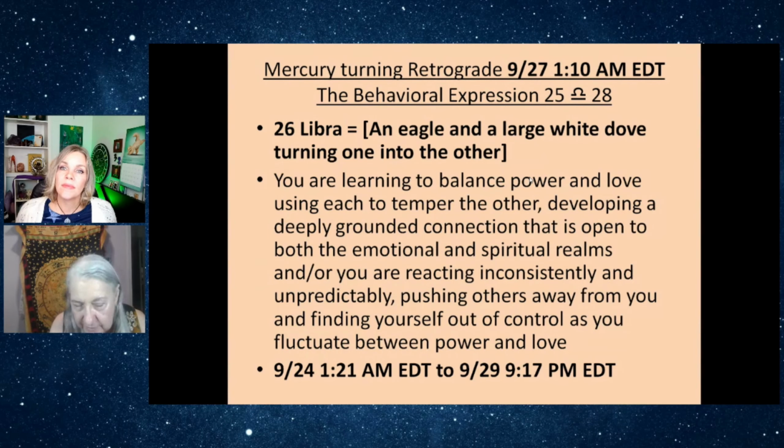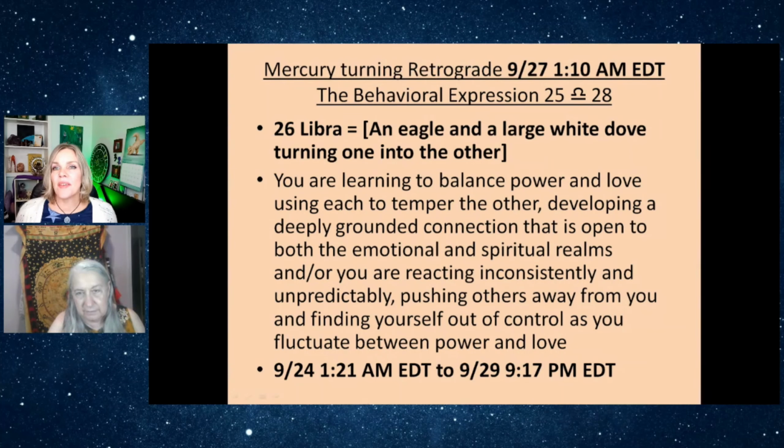This is not something where you only do one half or the other; you can fluctuate between them. So the other half is you're reacting inconsistently and unpredictably, pushing others away from you, finding yourself out of control as you fluctuate between power and love. You want to exert your power, but then love says, hey, wait a minute, we care about these people. So that comes in a little bit. Then the personal need to exert, you bounce back and forth between them.